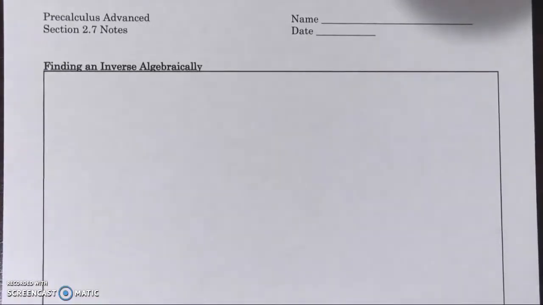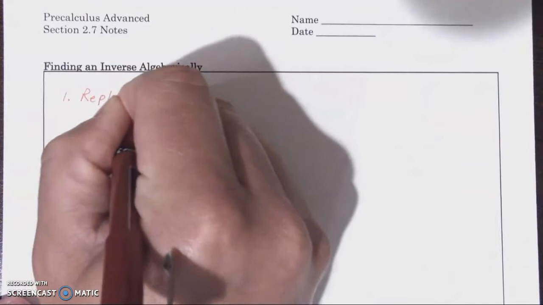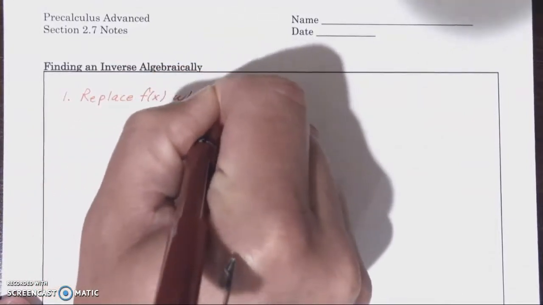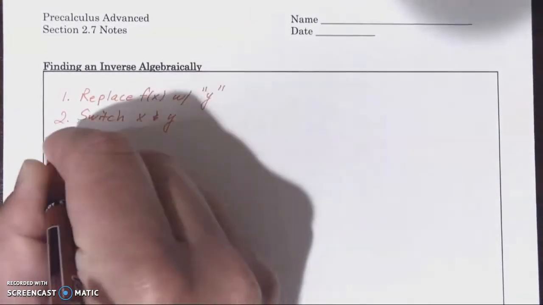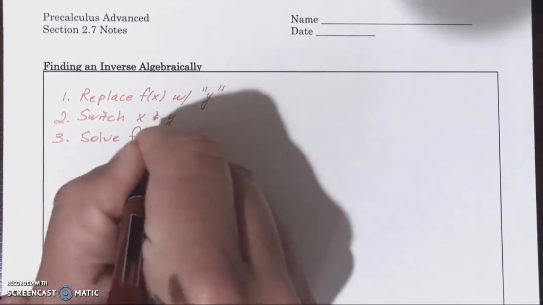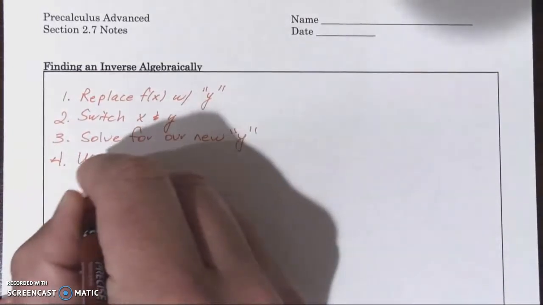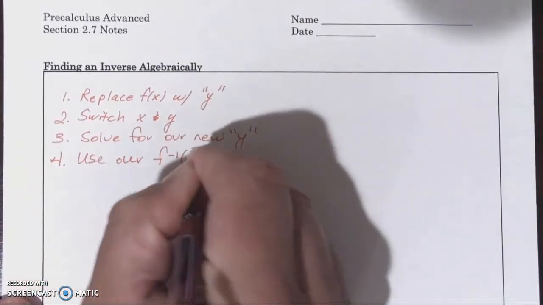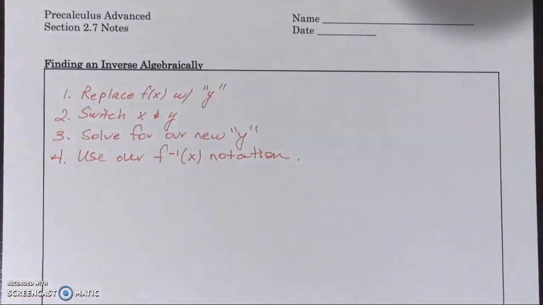So first of all, finding an inverse algebraically, there's really 4 steps. Okay, replace f of x with the variable y. We will switch x and y. We will solve for our new y, and then we will use our inverse notation. Okay? So some pretty simple steps, 4 steps. Basically, inverting a function really means switching the x's and the y's, switching the x values and the y values.